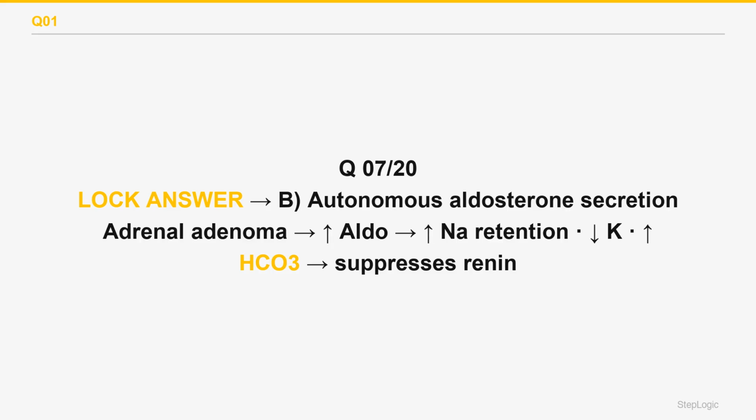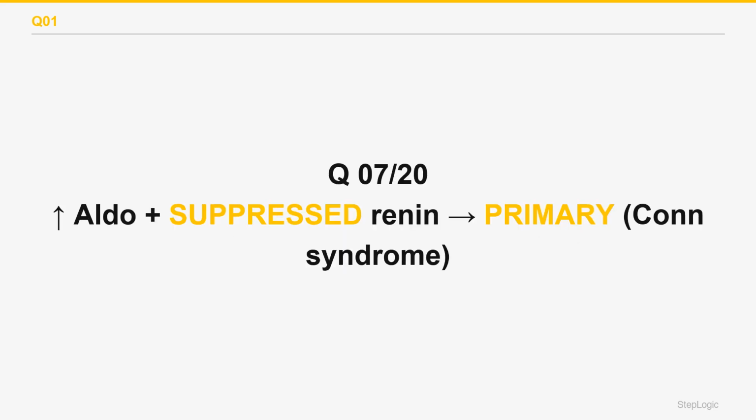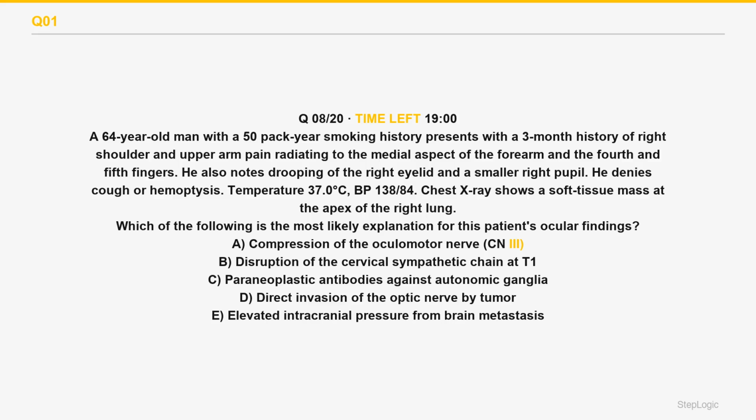Key discriminator: renin. In secondary hyperaldosteronism, renal artery stenosis, heart failure, cirrhosis, both renin and aldosterone are elevated. In primary, renin is suppressed because the signal is coming from the adrenal itself, not from the RAAS. Licorice, choice D. Inhibits 11-beta HSD2, allowing cortisol to activate mineralocorticoid receptors, but renin would also be suppressed and there is no adrenal adenoma.